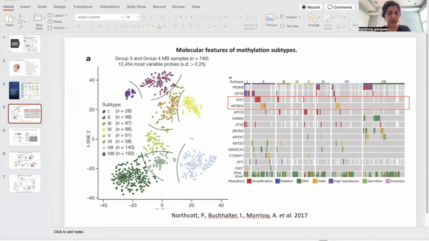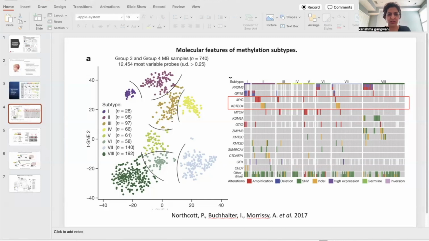And that is shown in this 2017 study where this group published a landscape study which analyzed 491 sequenced medulloblastoma samples and around 1200 epigenetically analyzed cases. So, for their epigenetic profiling, they used DNA methylation to classify these tumors into different subgroups to understand the epigenetic landscape of these tumor samples.